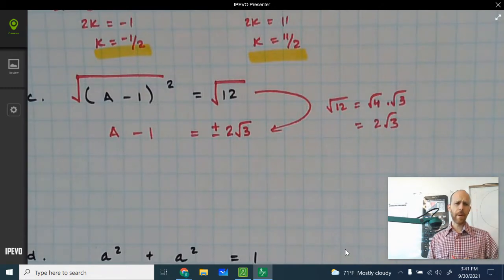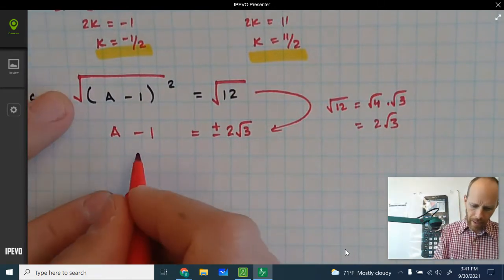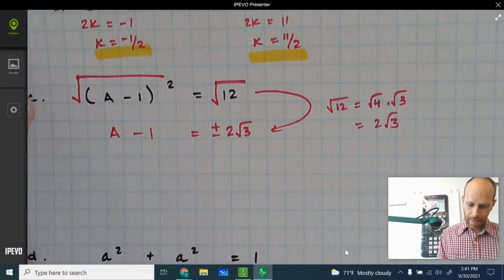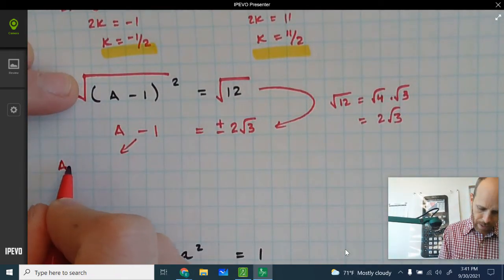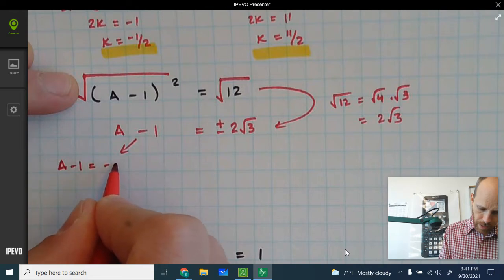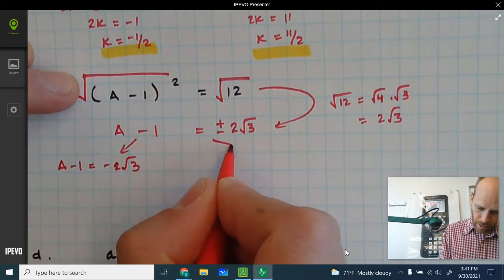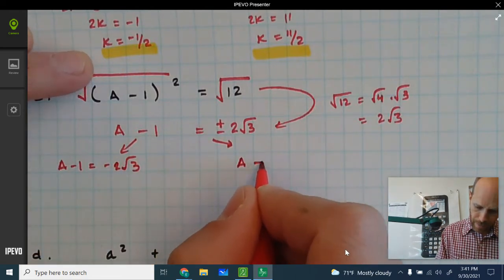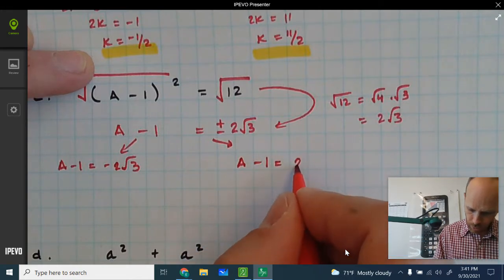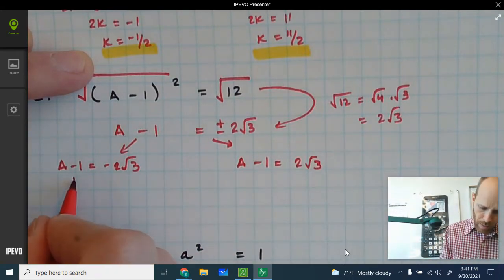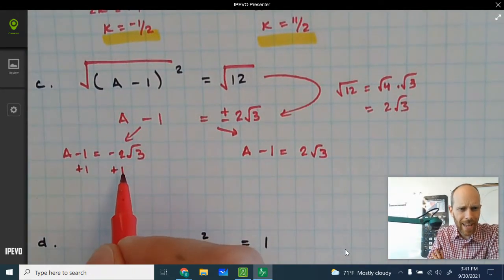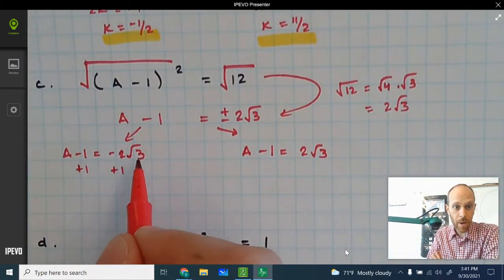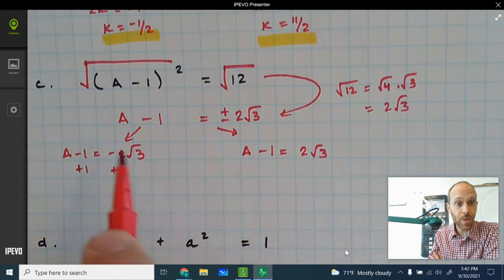Okay, so what do we do from there? Well, I need to add the 1 to both sides. Technically, what you're doing is you're solving this equation. A minus 1 equals negative 2 roots of 3. And you're solving this equation. A minus 1 is equal to 2 roots of 3. When you add 1 to both sides, the question is, can you add this 1 to part of this? And the answer is no.